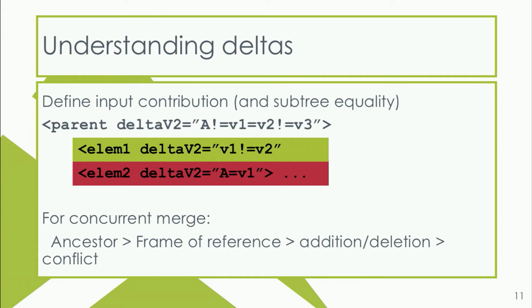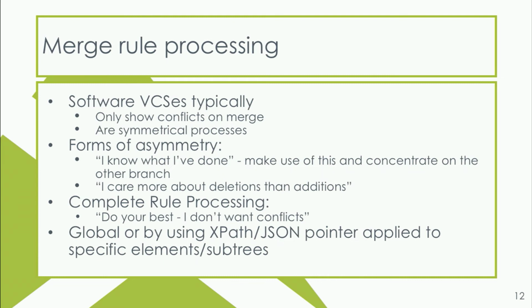This fits in with the idea of concurrent merge. We have the ancestor, that gives us the temporal frame of reference. We can then define addition and deletion, and we can define conflict. So for element 1, we can see we've got a V1 not equal to V2. So we can say there's some change under those subtrees, so that is a conflicting add. So that forms the beginning of how we can process the merge result.